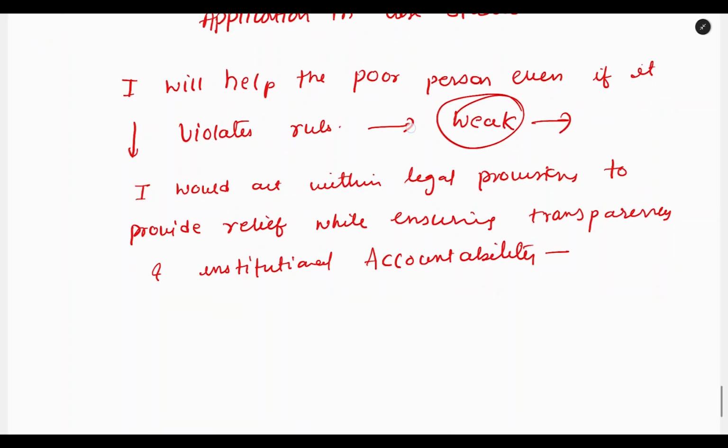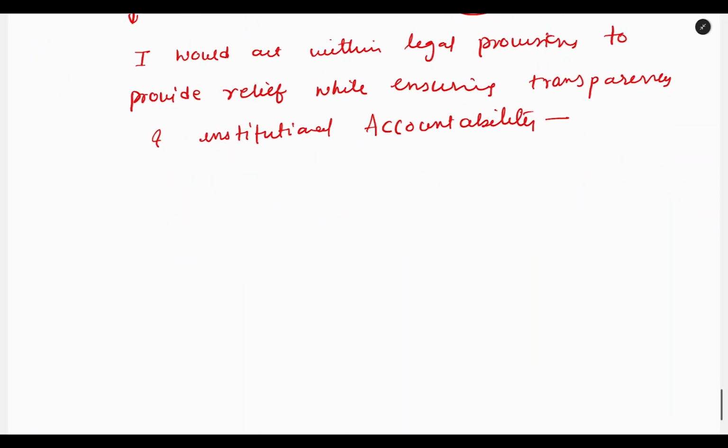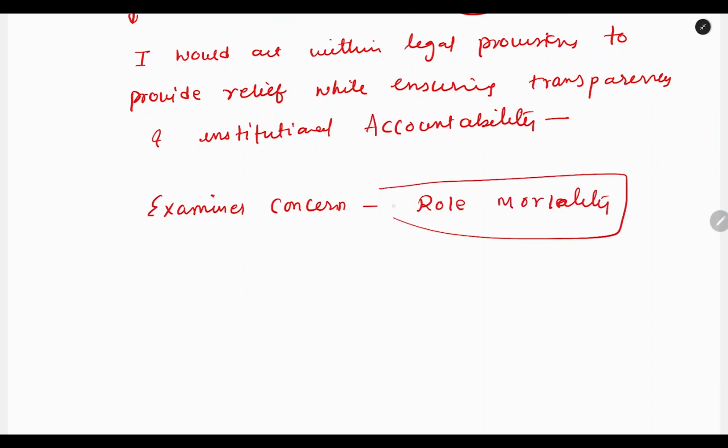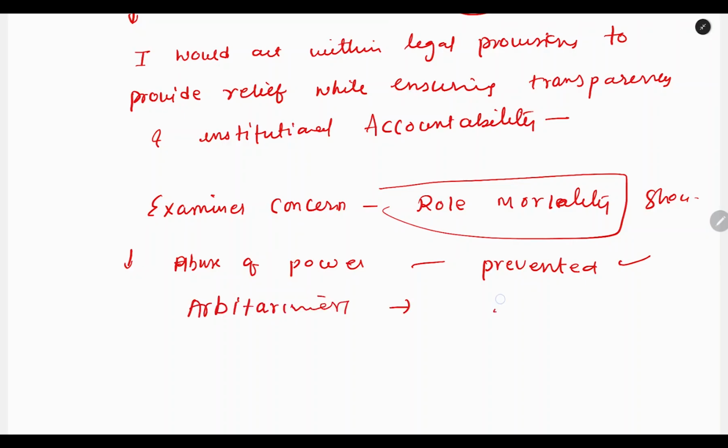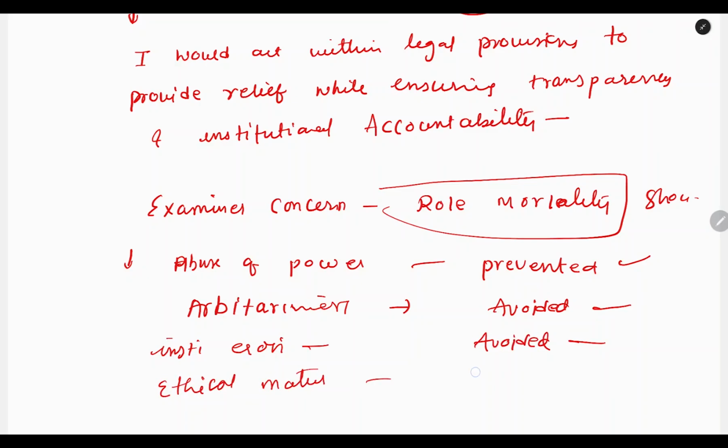Okay. Why such models can fetch you good marks is that the examiner's concern is role morality, right? He wants role morality shown. So this model shows that abuse of power is prevented. For this, you can tick mark. Arbitrariness is avoided, right? In the same way, institutional erosion is avoided, right? In the same way, ethical maturity is demonstrated. I hope you are getting my point.